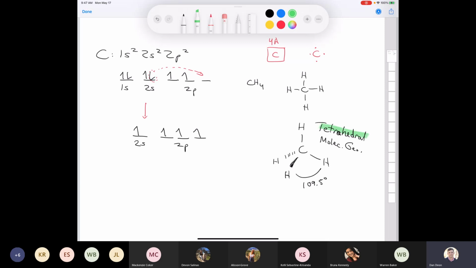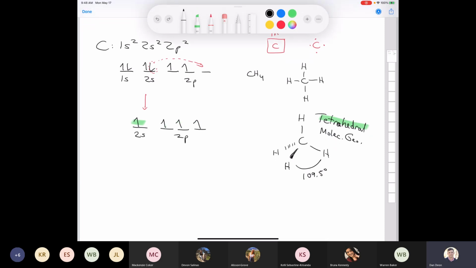Well, how could all 4 of these hydrogens spread themselves out perfectly evenly if I have 4 unpaired electrons, but they're all in different types of orbitals? And the answer is they hybridize. So we take all 4 of those orbitals and we hybridize them.